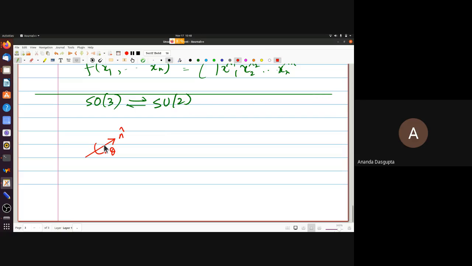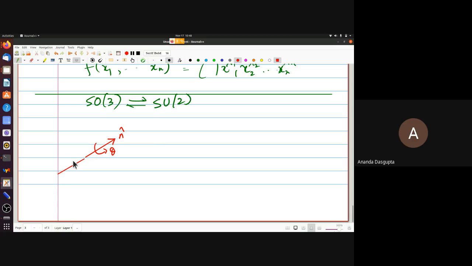Then there should be an obvious restriction at least on theta. What should that restriction be? 0 to 2 pi. Well, actually, not 0 to 2 pi. 0 to pi, and you will include only 0 or only pi. It will be an interval from 0 to pi, but closed from one end and open from the other end.